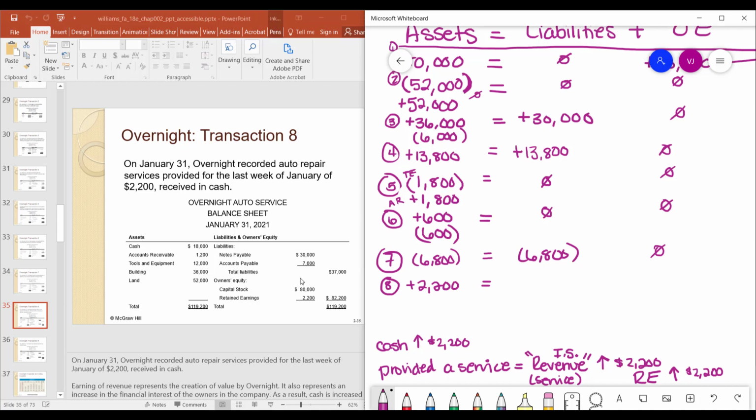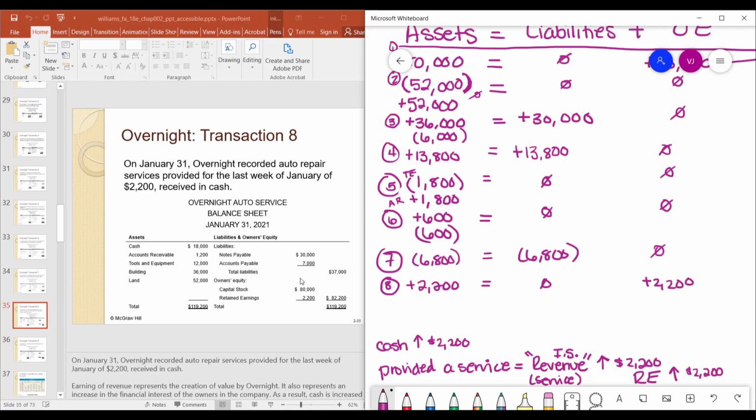by 22, is retained earnings considered a liability? Is that money that I owe someone else? No. It's part of owner's equity. Remember, for a corporation, owner's equity is made up of both capital stock, the capital stock account, and the retained earnings account. So our owner's equity went up by $2,200 as well.